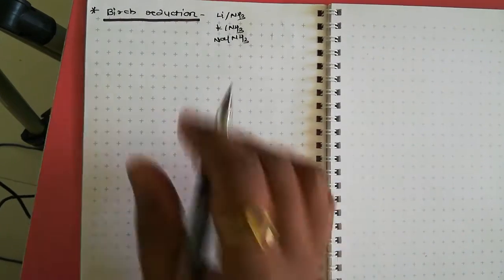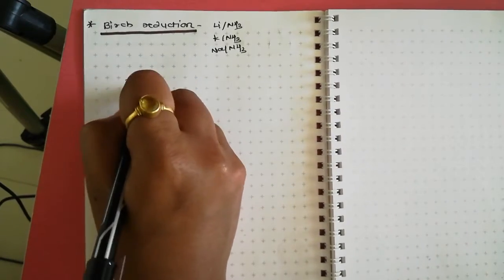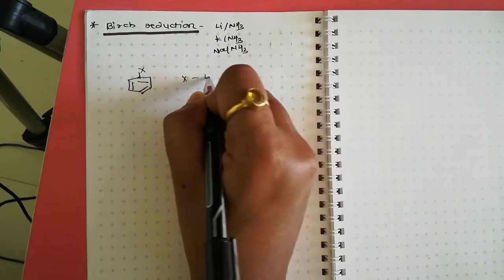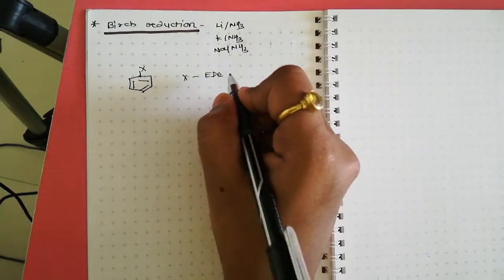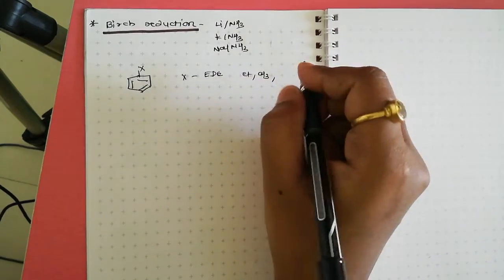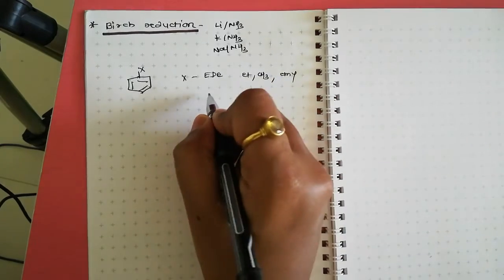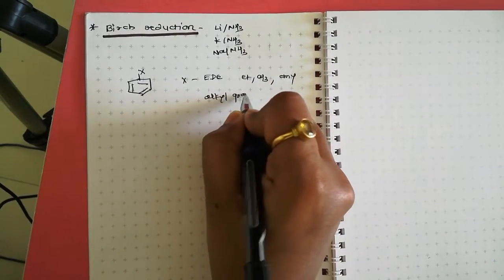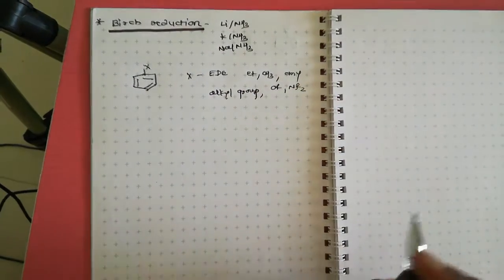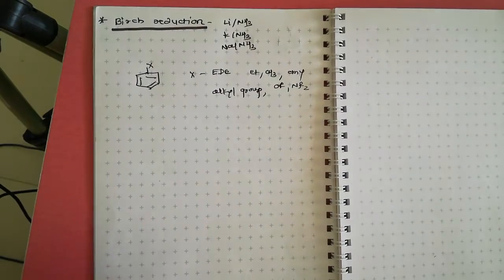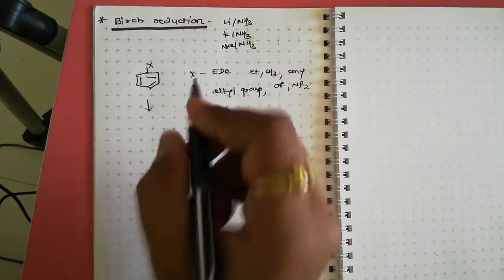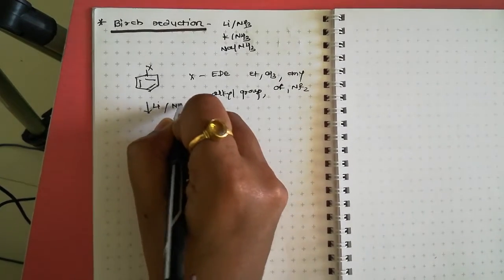Now we can see some examples. If an electron donating group is attached to the aryl ring, X is the electron donating group. The electron donating groups are ethyl, methyl, any alkyl group, OR, NR2. These are the electron donating groups which attach to an aryl ring. It undergoes Birch reduction with lithium in presence of ammonia.